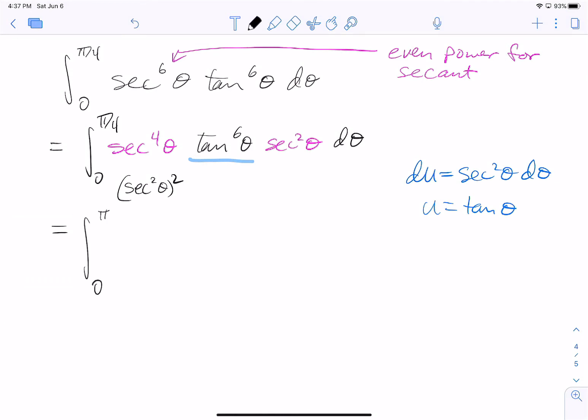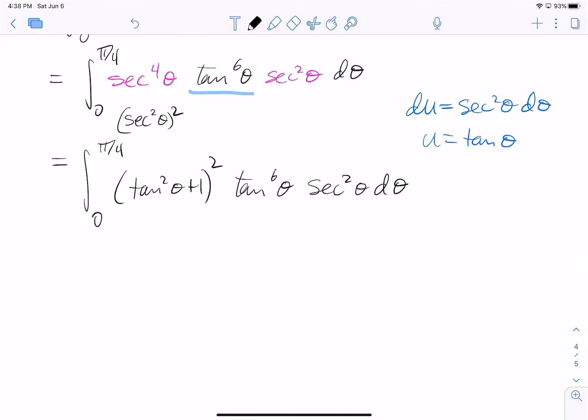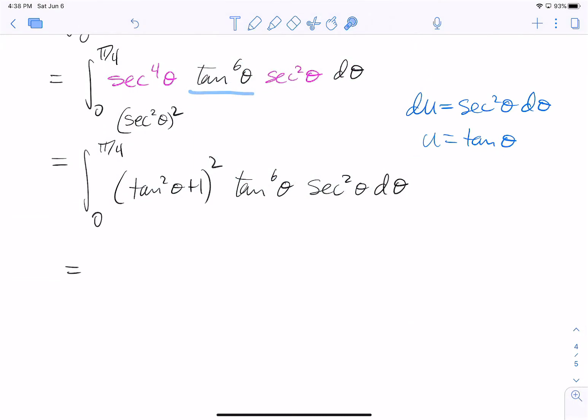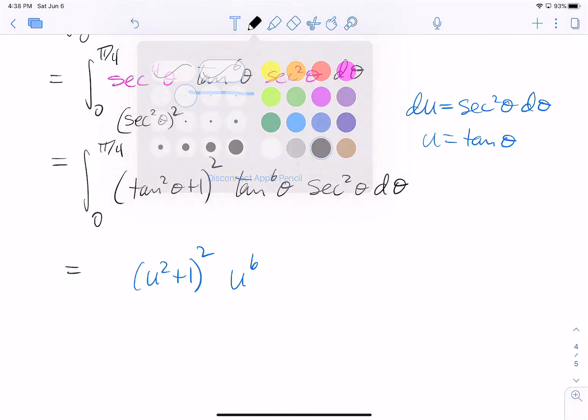We end up with the integral from 0 to pi over 4 of the tangent squared of theta plus 1, the quantity squared, times the tangent to the 6th of theta times the secant squared of theta d theta. And we're now in a situation where, again, it looks like what we've done is made it worse. But we're about to make it a whole lot better. Our substitution is that u is equal to the tangent of theta. Therefore, the tangent squared of theta plus 1 quantity squared becomes u squared plus 1 the quantity squared. Tangent to the 6th of theta becomes u to the 6th. And secant squared of theta d theta becomes du.